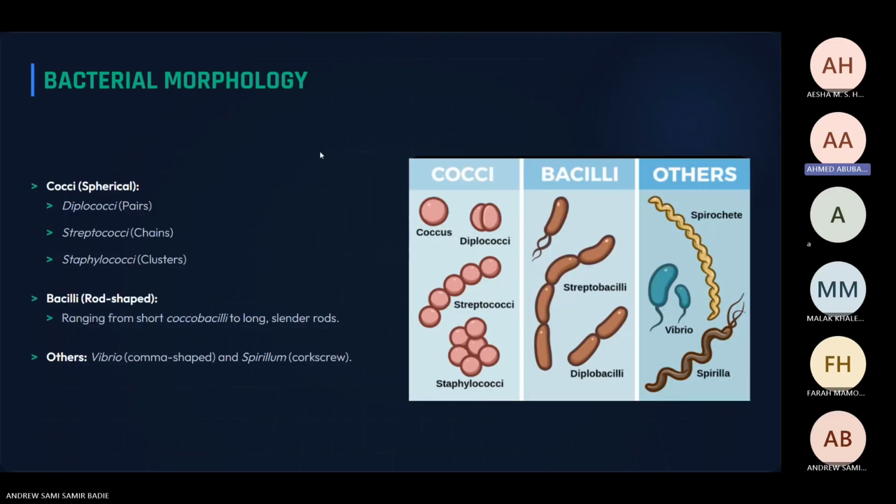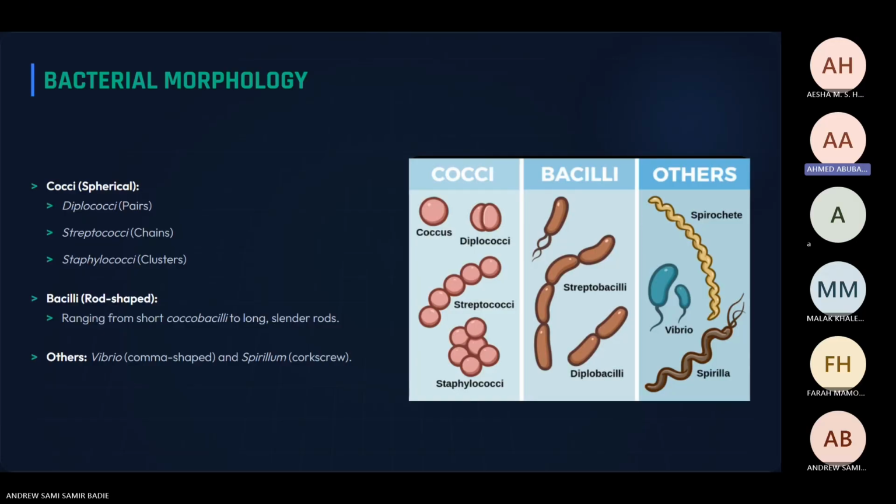Moving on to bacterial morphology, as we explained before, but I'm going to add a point. Cocci can be in pairs, which is called diplococci, and they can also form chains, which are called streptococci. They can also patch up in grape-like clusters, which are called staphylococci. Now, bacilli can be short and stubby, like cocobacilli. We call them cocobacilli because we cannot differentiate whether it is cocci or bacilli. Or they can be, as we know, long and slender bacilli.